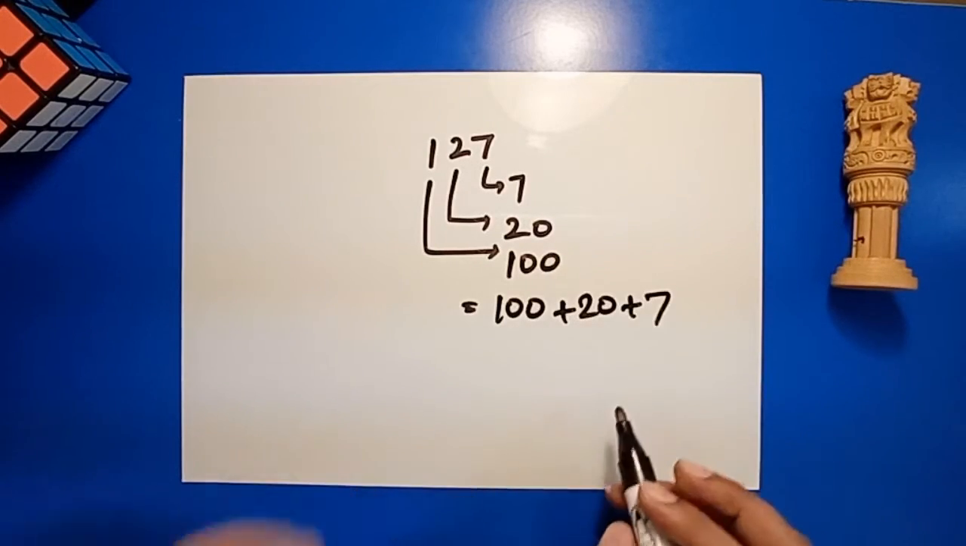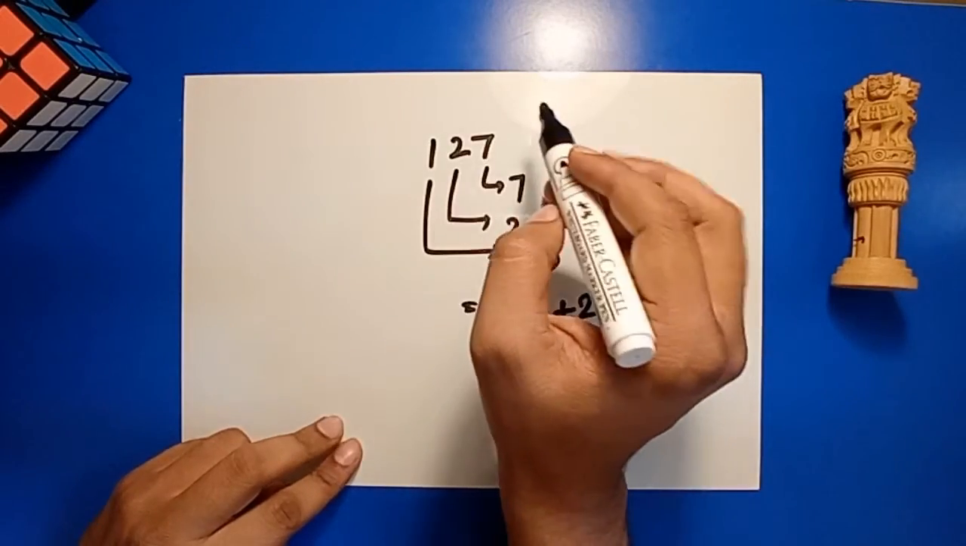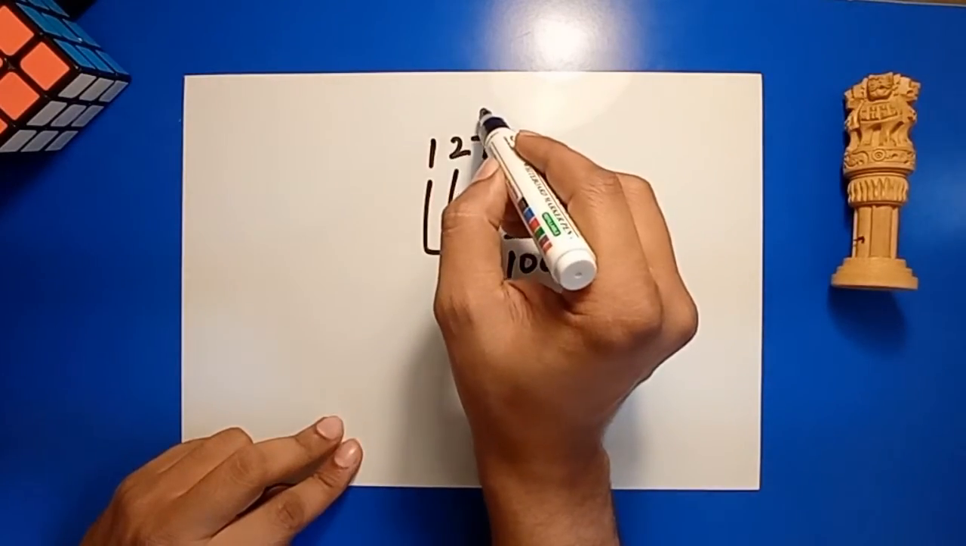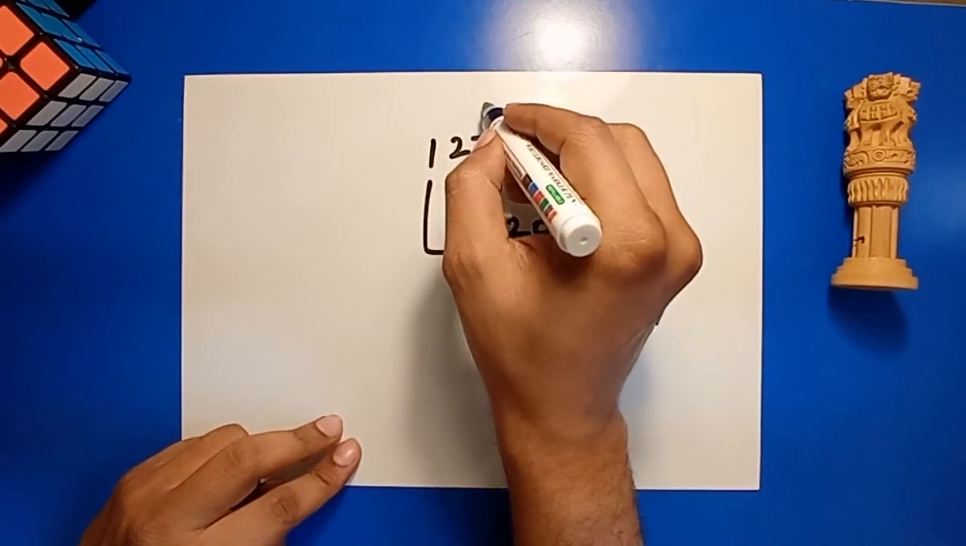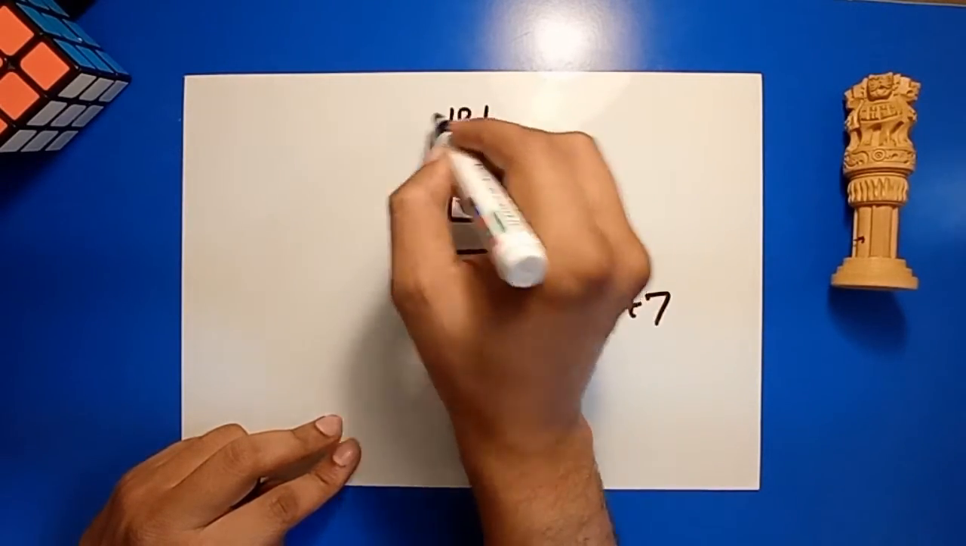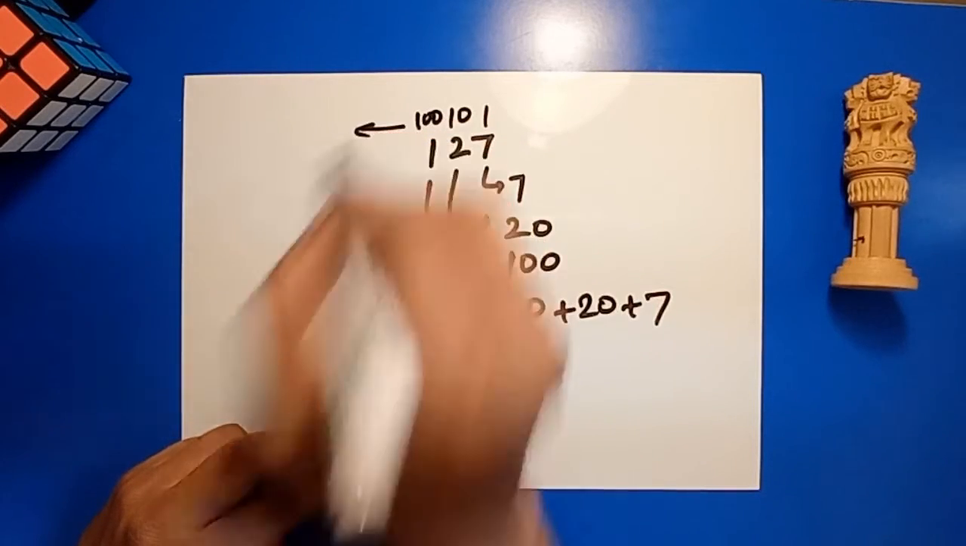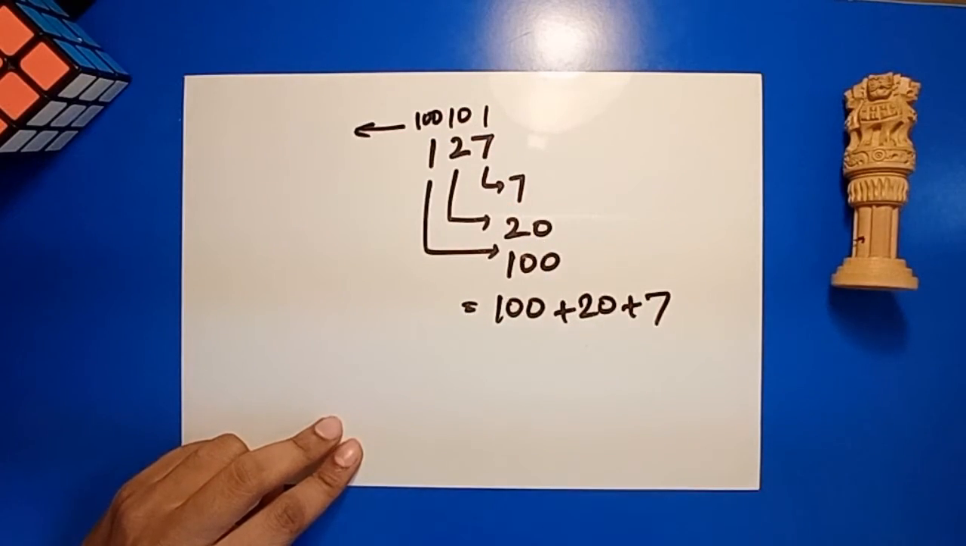I know that. And the place value keeps increasing by powers of 10. So this one is 1, this one is 10, this one is 100, and so on. The number of zeros keeps increasing.